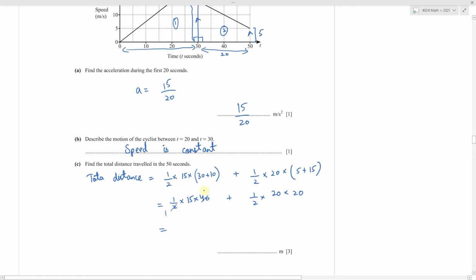2 ones are 2. This is 20. 15 times 20 will be 300 plus, this is 2 times 1, 2 times 10. 20 times 10 is 200. So 300 plus 200 is 500 meters is your total distance traveled by this cyclist.